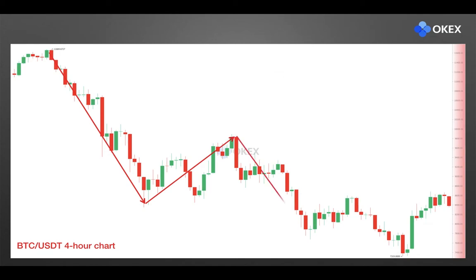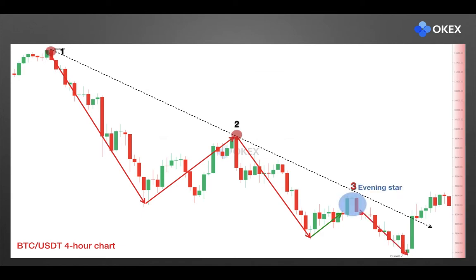This is an OKEx BTC to USDT 4-hour chart. We can see a perfect real-life example. The bearish trend took over once the evening star arose.